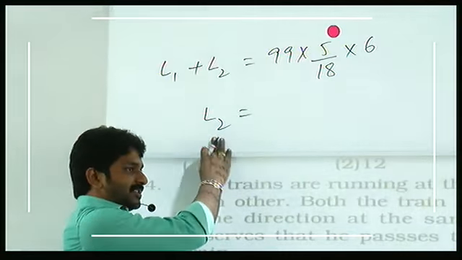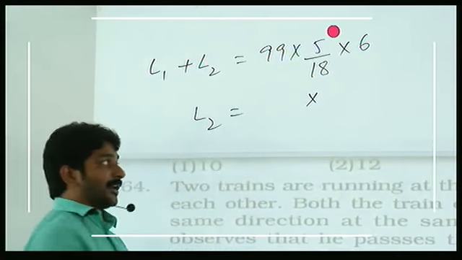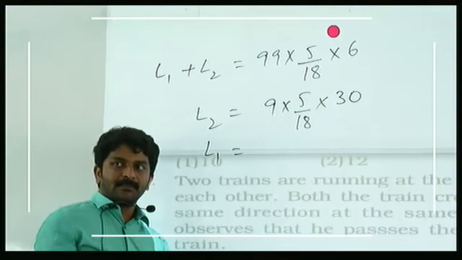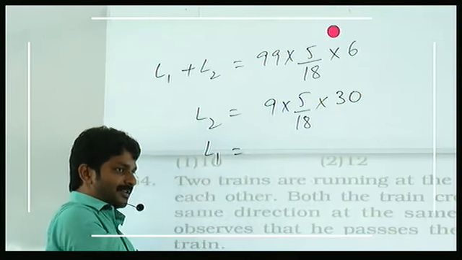Distance is equal to speed into time again. Now both the trains are moving in the same direction. Relative speed becomes S1 minus S2, which is 9 km per hour. Convert this to meters per second. This is speed into time. In how much time did the train cross the man? 30 seconds. And he asked about the length of the faster train. From this you can calculate the length of the slower train, then you can calculate the length of the faster train.